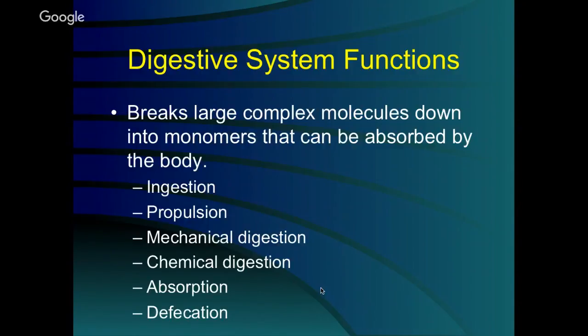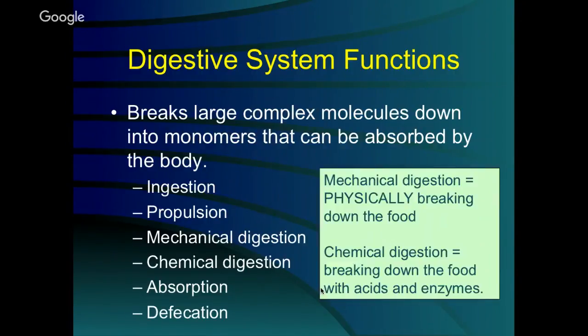So the overall goal is to break down large complex molecules into the monomers that can be absorbed by the body. And to do that, you have to accomplish these 6 things: ingestion, propulsion, mechanical digestion, chemical digestion, absorption, and defecation. Obviously, ingestion we're only going to see happening at the mouth and oral cavity, and defecation we're only going to see happening at the end of the large intestine. But the others are a little bit more complicated. Propulsion, for example, happens in literally each region of the digestive tract. If it didn't, things wouldn't keep moving along.